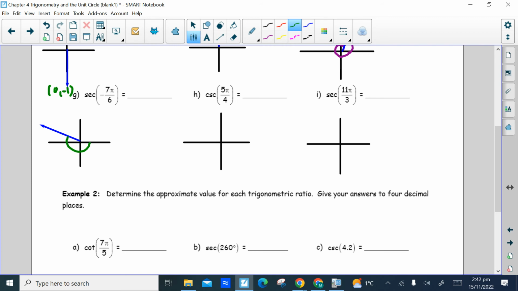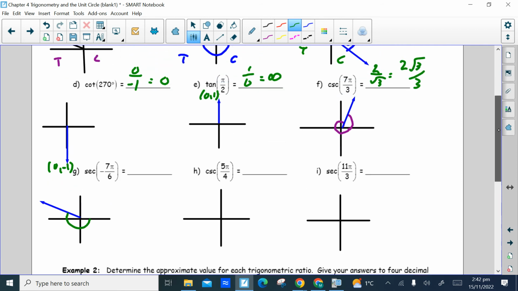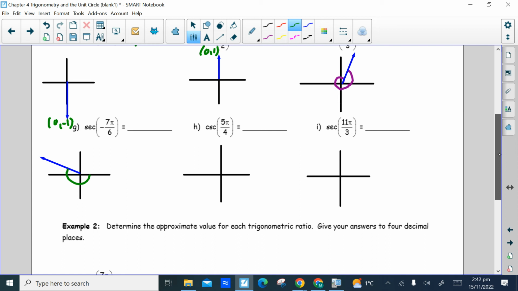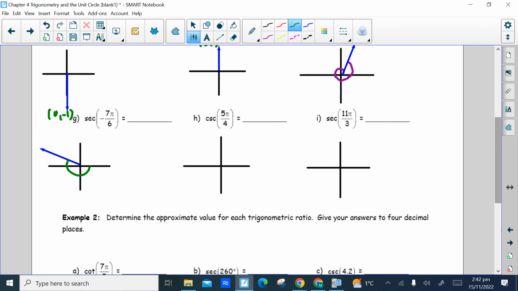So secant is the reciprocal of cosine. The cosine of negative 7 pi on 6 will be related to the cosine of pi on 6 in the first quadrant, which is root 3 over 2. But because we want the secant, it'll be the reciprocal, 2 over root 3. And also the CAST rule tells us that this is the S quadrant, so sine is positive, cosine and secant will be negative 2 over root 3, or negative 2 root 3 over 3 if you rationalize.